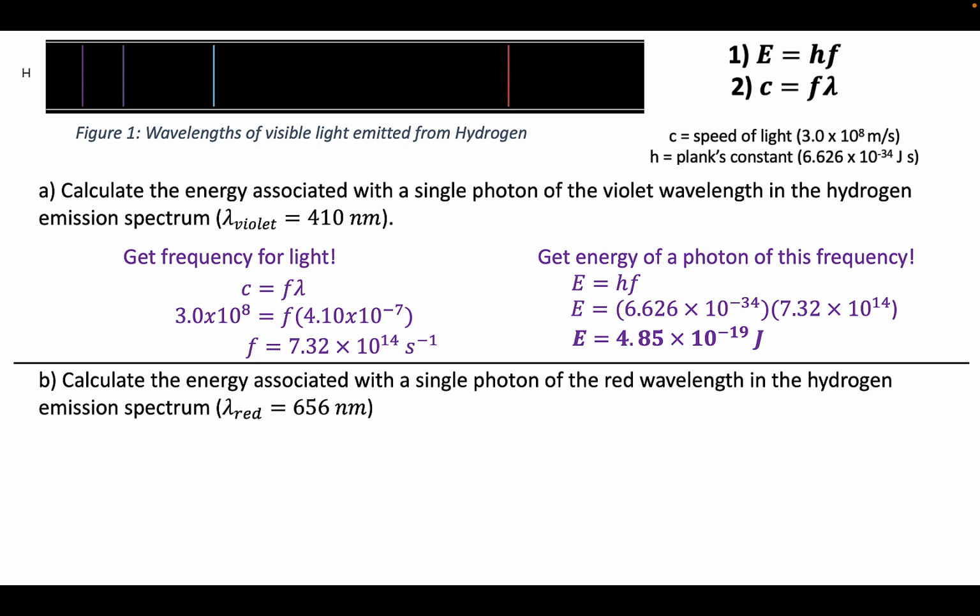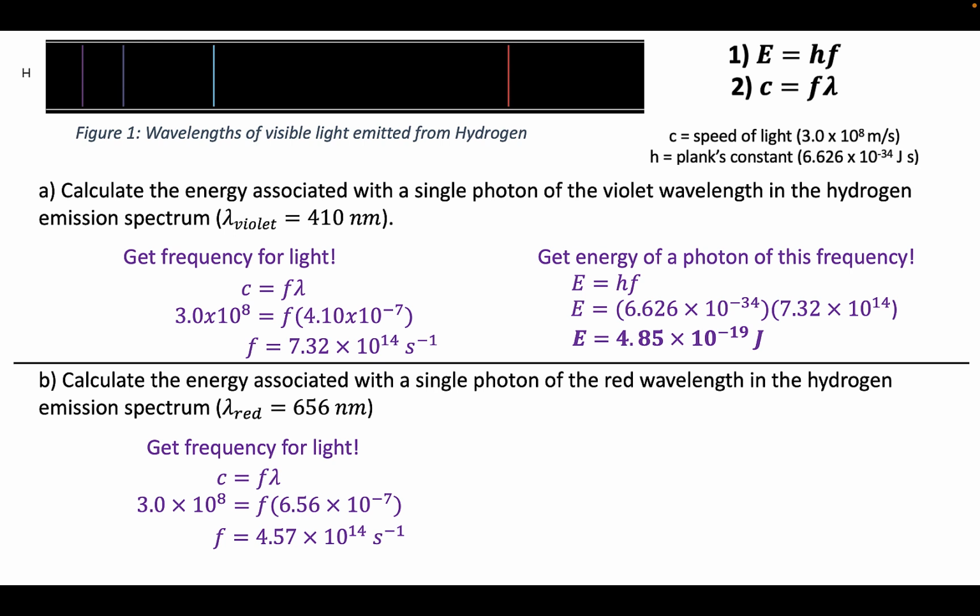And we see that it's a pretty small amount of energy, which is because this is a pretty small amount of light. It's a particle of light that interacts with an electron. So this is how we calculate the energy of a single photon. If we want to do so for part B here for a red wavelength, it's really the same process. We're just using a different frequency and a different wavelength, because it has defined a different wavelength.